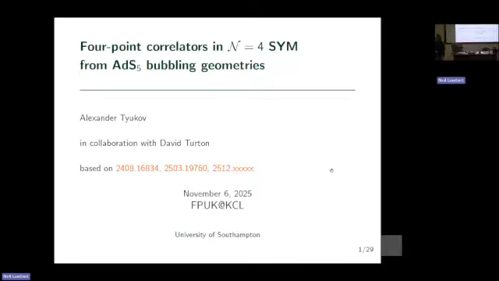Thank you very much to the organizers for the opportunity to present my work at this wonderful meeting. Today, I'm going to present a new supergravity method, which allows one to compute 4-point correlators in a very interesting setup from some specific solutions in supergravity.